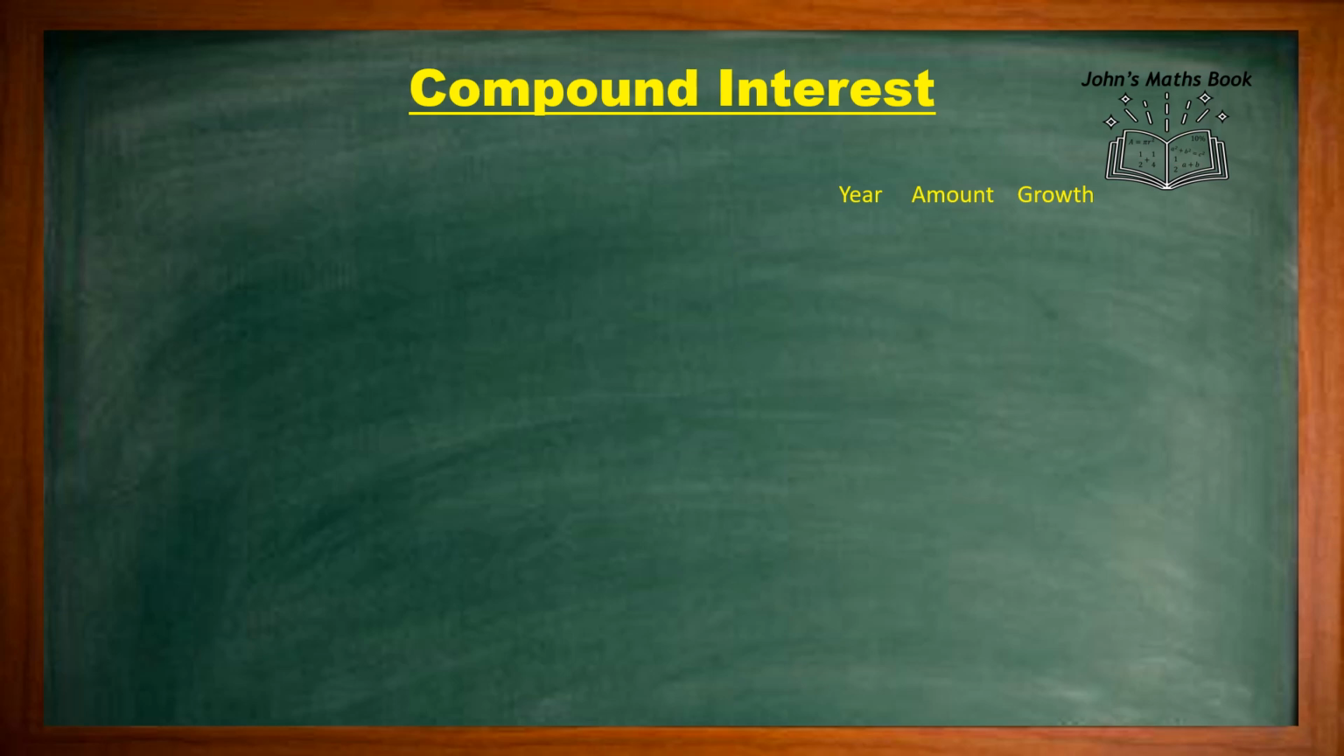In this video, we're going to be talking about compound interest and how it works. Let's look at an example. Let's say we place an amount of $1,000 in a bank account that pays interest at a rate of 10% per annum, or yearly. Let's see what happens to it over 4 years. So if we start in year 1, we start with $1,000.